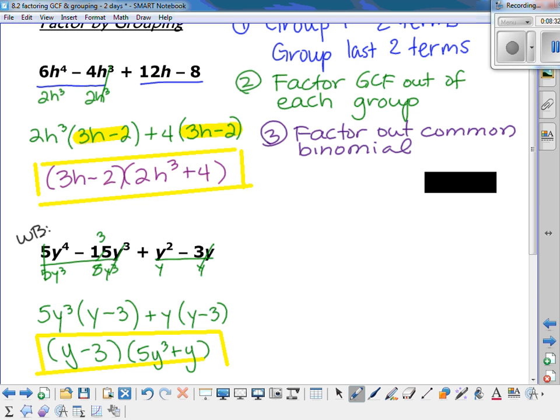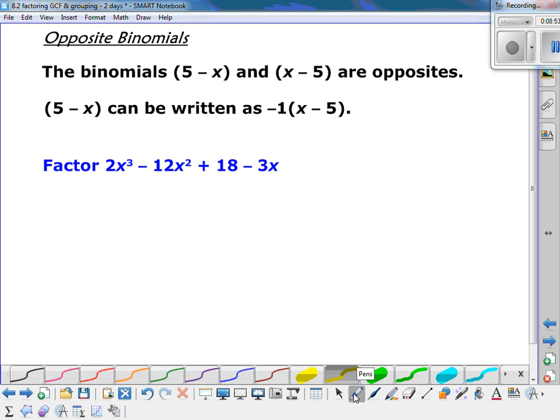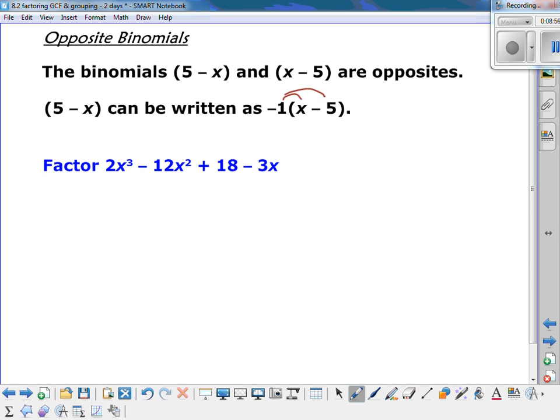Okay, so one thing that you guys might run into occasionally are opposite binomials. So what I mean by opposite binomials is like if you have 5 minus x and x minus 5, those are opposites. And so what we do is we rearrange the 5 minus x, we flip it around and multiply it by negative 1. And the reason we do that is, if you look here, if I distribute this, I get negative x plus 5, right? Which if I rearrange it, is just 5 minus x. So those two things are equal, right? Does that make sense then?